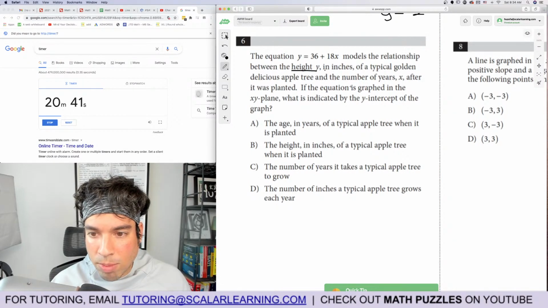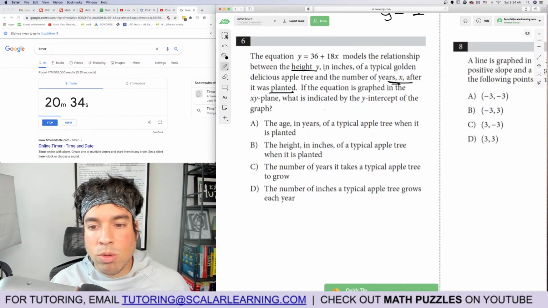Number 6. The equation y equals 36 plus 18x gives the relationship between y, the height of a typical golden delicious apple tree, and the number of years x after it was planted. Basically, it's age, right? If the equation is graphed in the xy plane, what is indicated by the y-intercept of the graph? The y-intercept is, it's not the age.